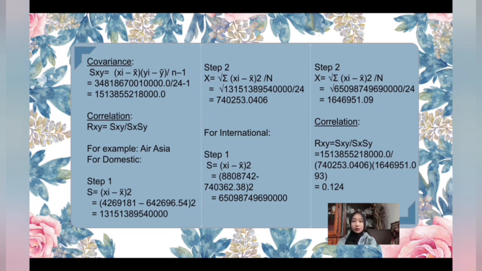So for correlation, we'll use the formula stated, which is 1513855218000.0 divided by 740253.0406 multiplied with 1646951.093. At the end, we will get 0.124.